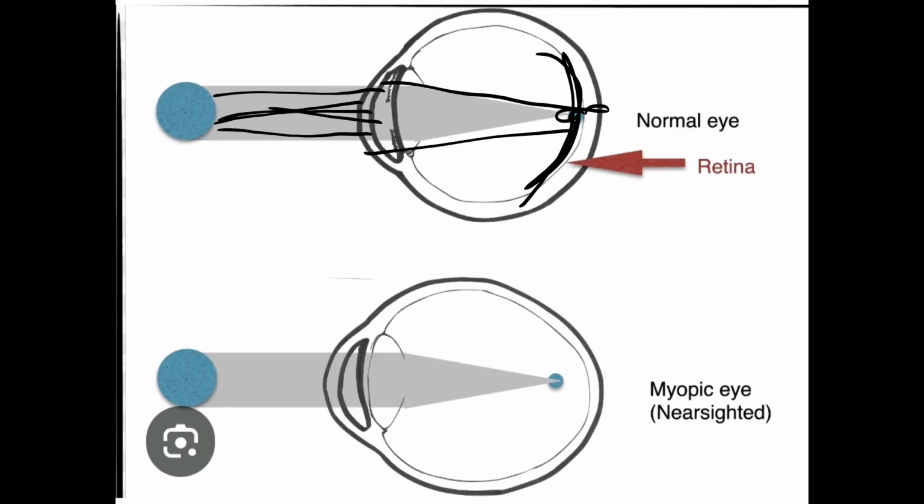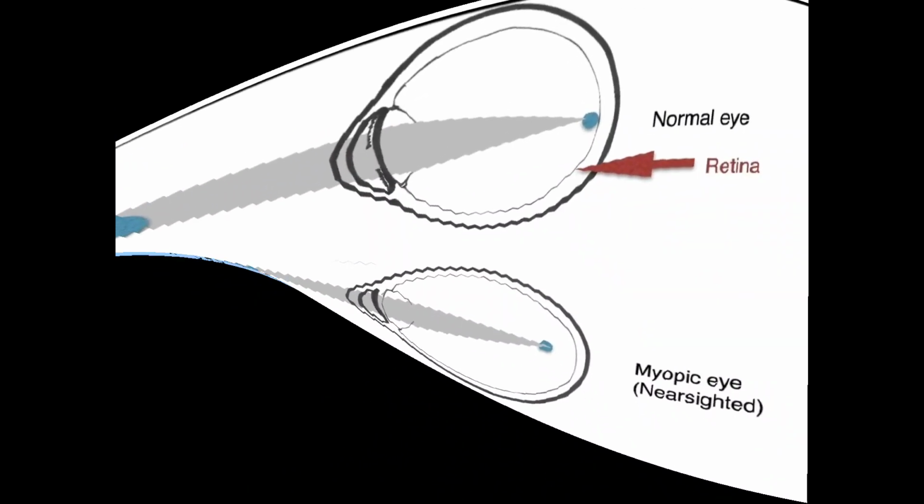But in case of myopia, when the parallel rays of light are coming from infinity, they are focused at a point in front of the retina. This condition is known as myopia. In this condition, the patient is able to see near objects clearly, that is why it is known as nearsightedness, and myopia is its other name.